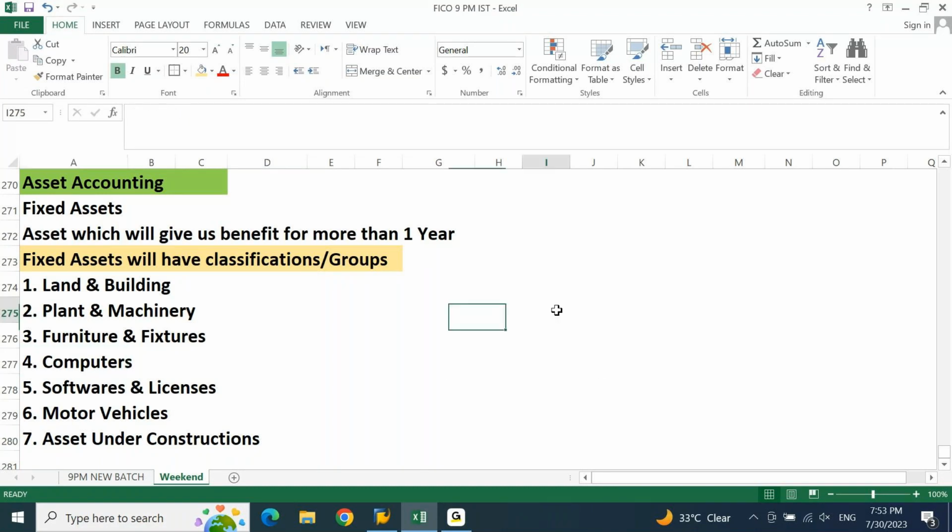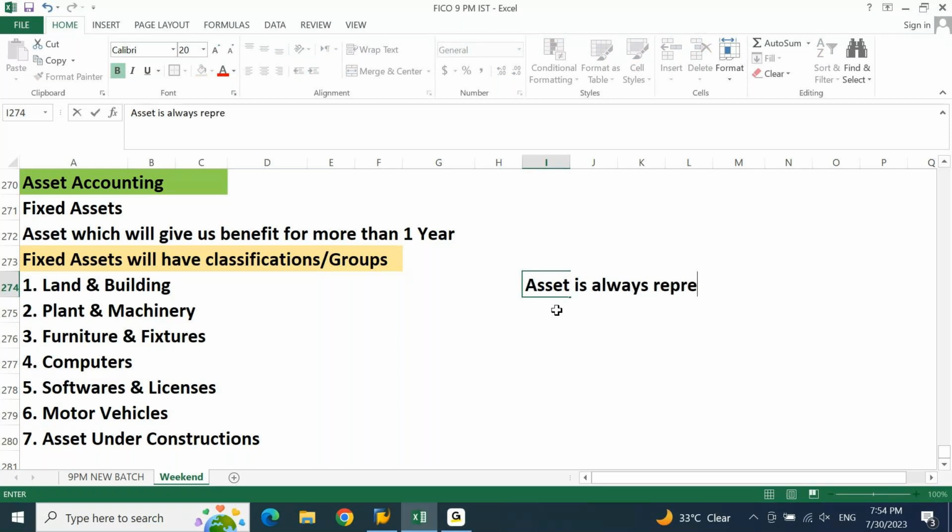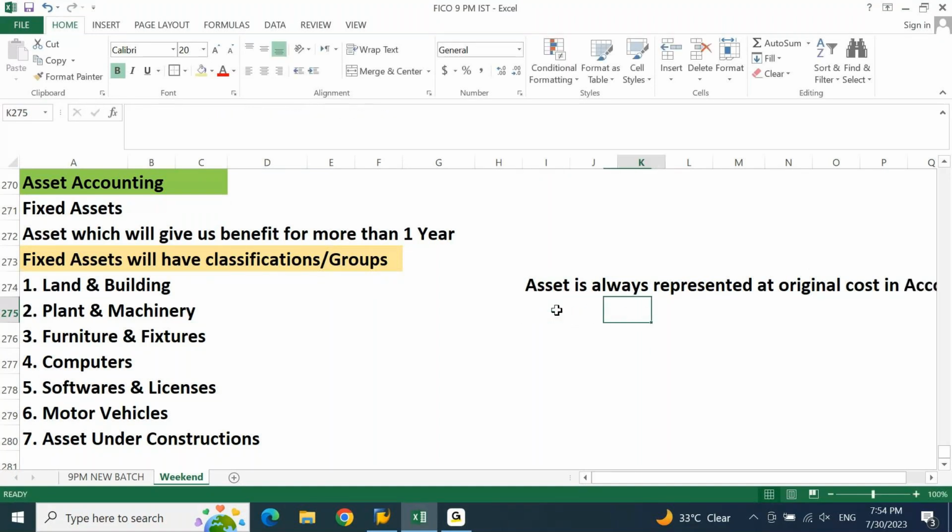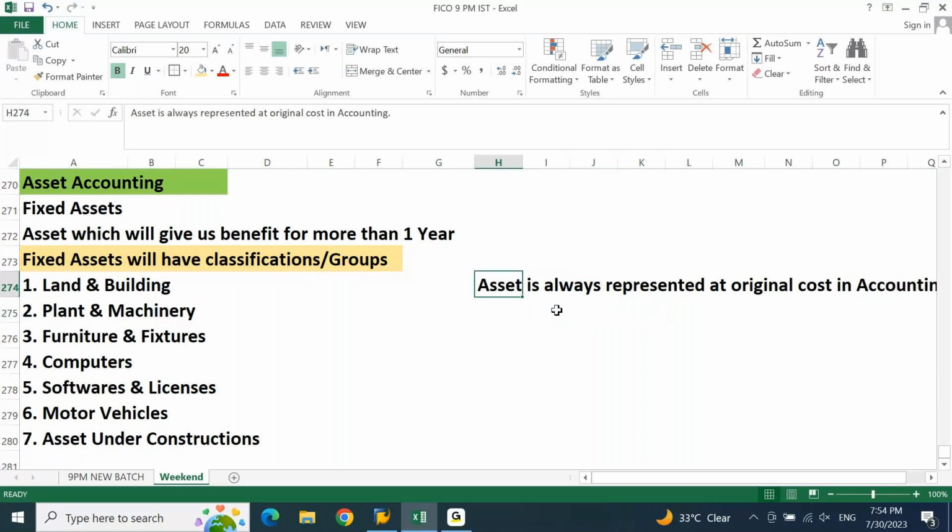So an asset is always represented at original cost in accounting. When I say an asset is always represented at original cost in accounting, where is your asset represented? Is this P&L or is this balance sheet? Balance sheet. Your asset is represented in the balance sheet. When we say an asset is represented at original cost in accounting, I'm talking about the balance sheet.